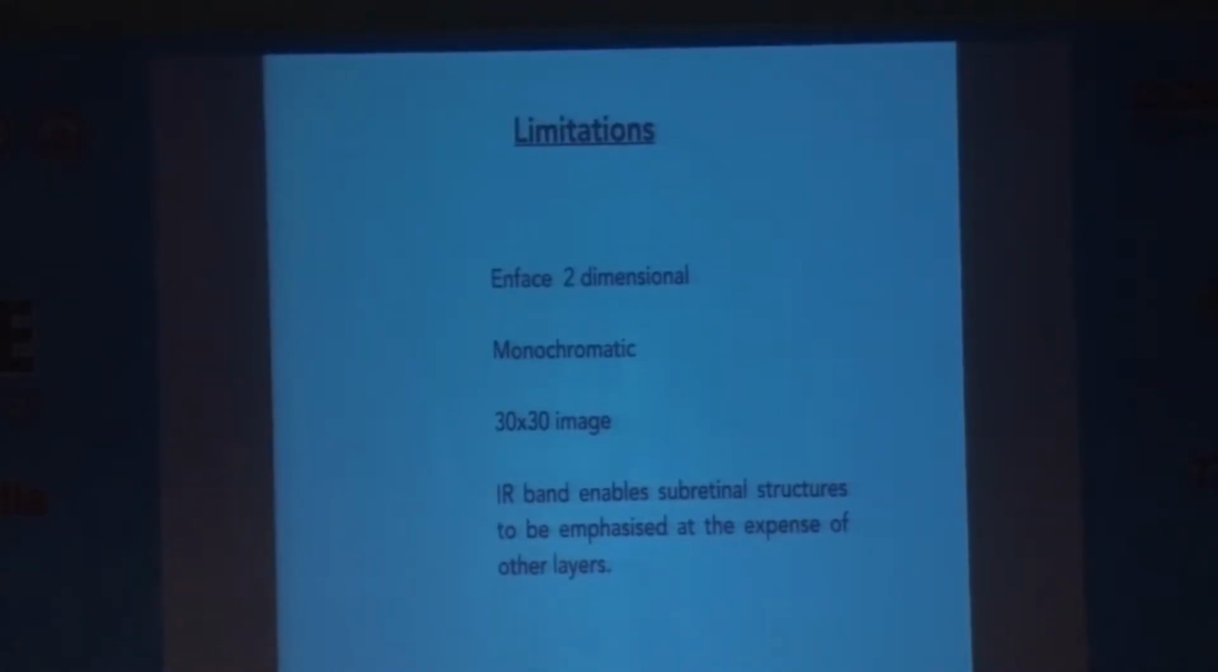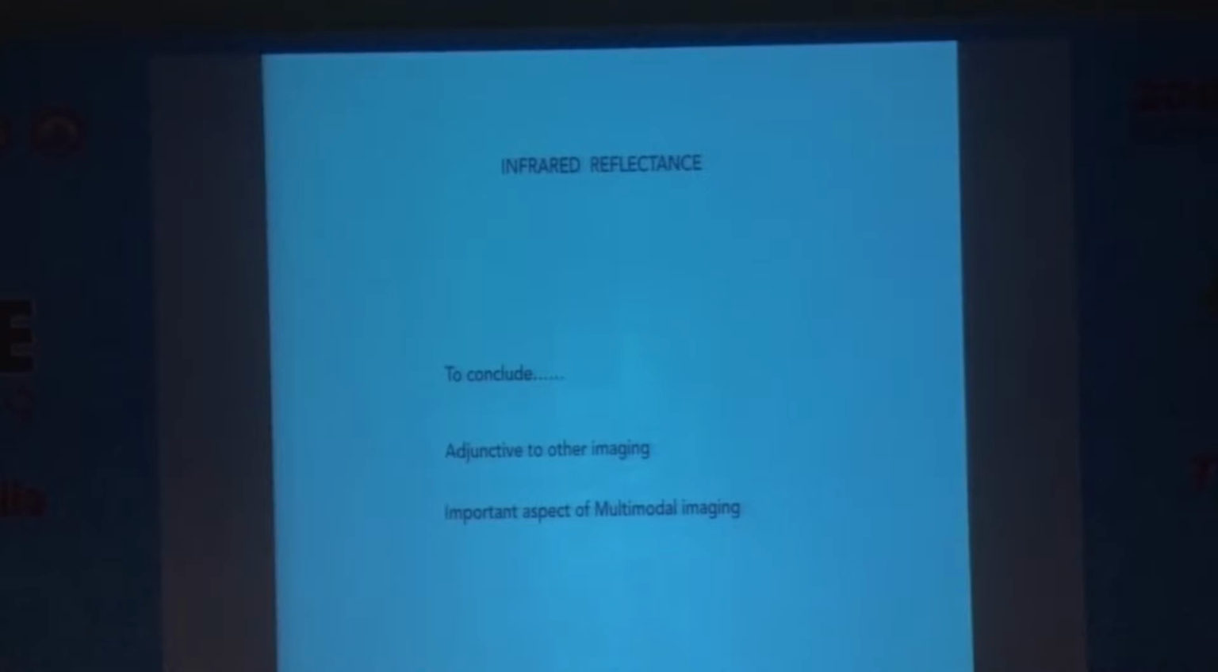Limitations are that it's an en face two-dimensional image. It's monochromatic, and it helps us to see the macular area, but peripheral images cannot be taken clearly with this. The infrared band enables subretinal structures to be emphasized at the expense of other layers. To conclude, it's an adjunct to other imaging, and it has become one of the important parts of multimodal imaging.